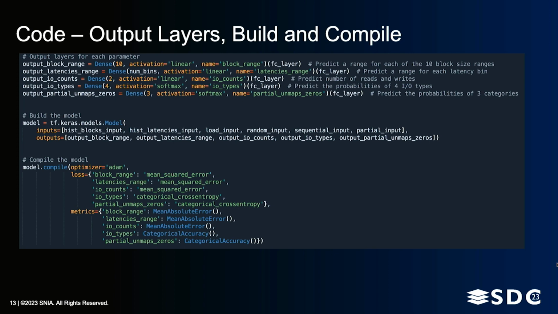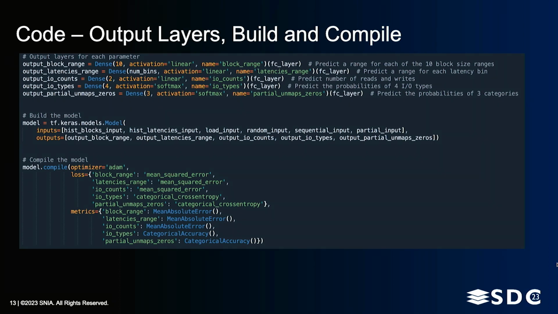Once we have that, we compile it. While compiling, we use the standard Adam optimizer, and for loss and metrics, for each of the input features, we use a different loss function and metric function, especially for blocks, latencies, and IO count. We use mean square error because it involves a lot of numbers, and especially with IO types and detecting the partials and unmaps, all categorizing, we use the categorical cross entropy loss function, and the same for metrics as well.